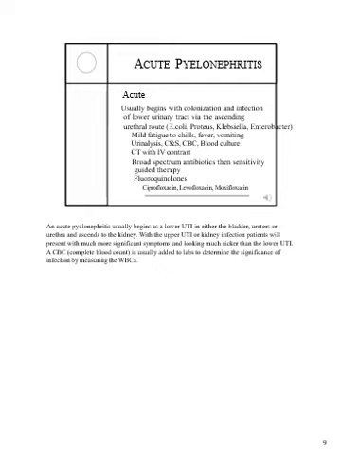An acute pyelonephritis usually begins as a lower UTI in either the bladder, ureters, or urethra and ascends to the kidney. With the upper UTI or kidney infection, patients will present with much more significant symptoms and look much sicker than with the lower UTI. A CBC, complete blood count, is usually added to labs to determine the significance of infection by measuring the WBCs.